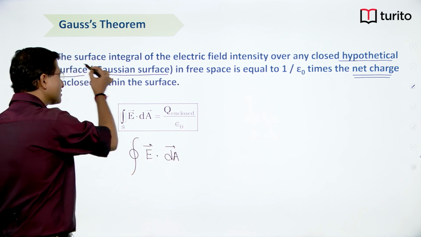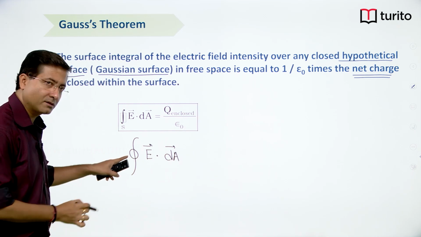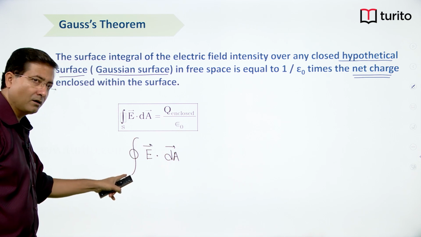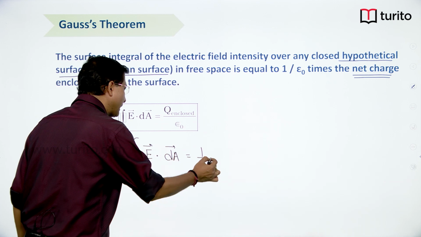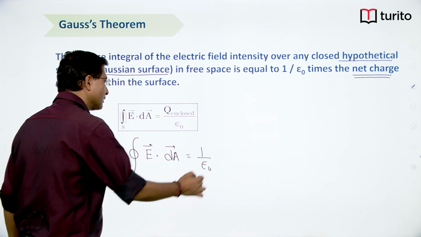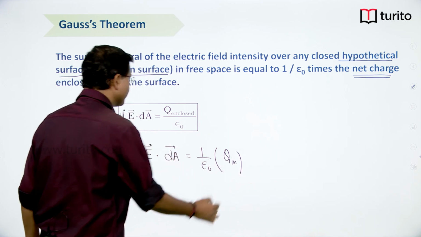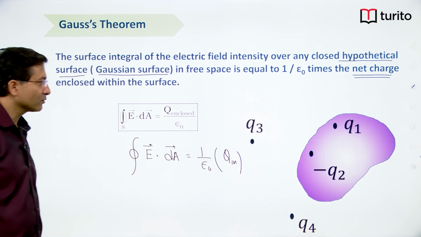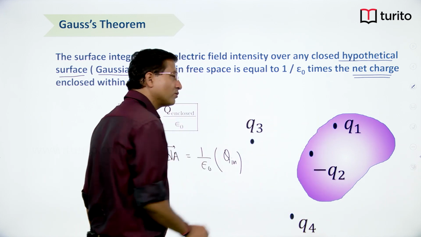I hope in this statement every term is clear. Closed surface integral of electric field is 1 upon epsilon naught times the charge enclosed, Q inside, and this is what we have just seen. In the previous case I told you that these two are not going to contribute to the flux, only these two are going to contribute.